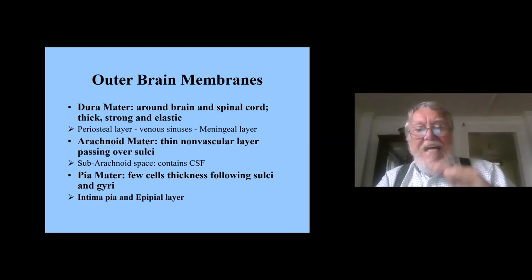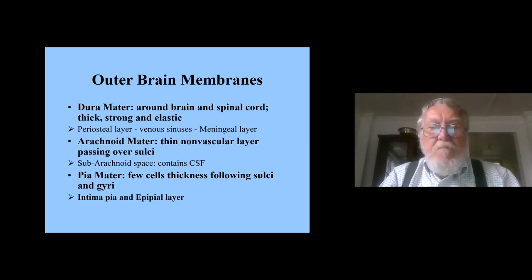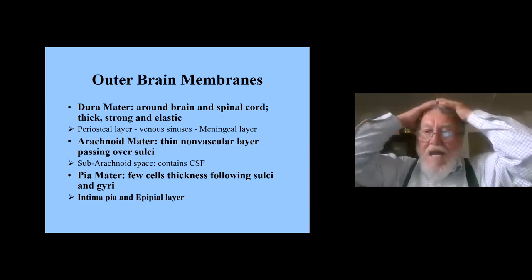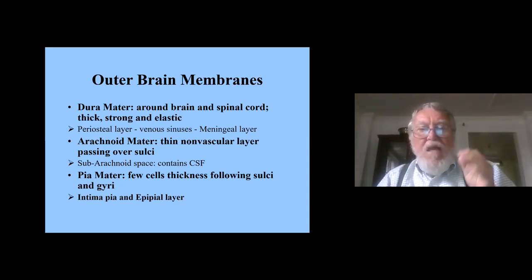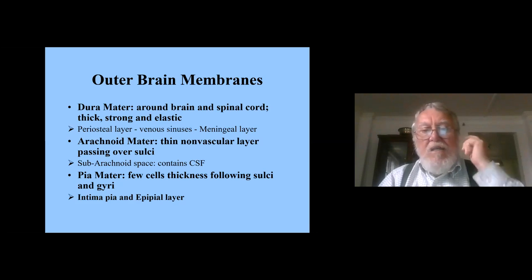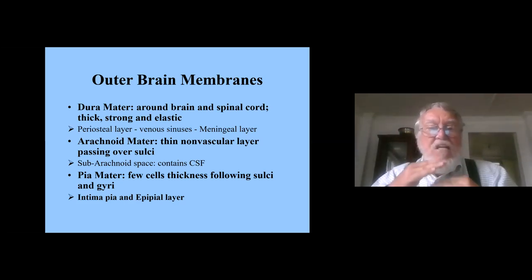So now we get to the next layer, which is the arachnoid mater. The arachnoid mater is thin and non-vascular. Whereas the dura mater sits very loosely around the brain and spinal cord, the arachnoid mater is much closer to the brain, but it passes over the sulci. It doesn't go within the sulci. Now there is yet another space between the arachnoid mater and the pia mater, and that space is called the subarachnoid space.